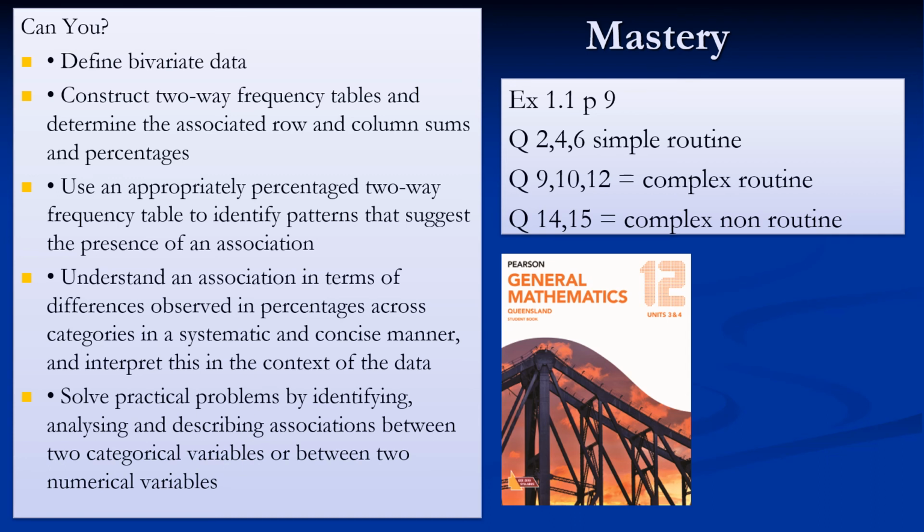So we've done a little bit today. Can you define bivariate data? Remember that comes in pairs. And then construct two-way tables, calculate those marginal totals across the rows and the columns, and then convert them into percentages. Can you use appropriately percentaged two-way tables to identify patterns and suggest the presence of an association? Can you understand an association in terms of differences in percentages across the categories in a systematic and concise manner, and interpret that in the context of the data and then solve problems relating to that?